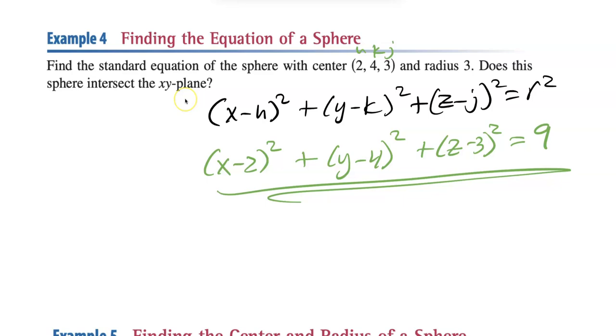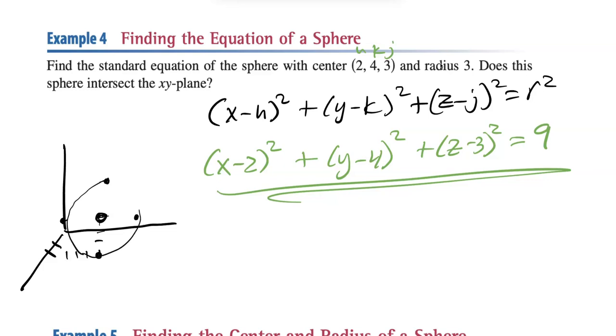Now, does it intersect the xy plane? Well, we could figure out logically, but we can also do this. If we wanted to graph it just real quick, the center would be at 2, 4, and 3. So 2 this way, and then 4 that way, 1, 2, 3, 4, and then 3 up. Now r squared is 9, but the radius is 3. So we're just going to go 3 down, 3 right, 3 up, 3 left, and kind of get a sphere. Now it is 3-dimensional, so it's going to look kind of like this.